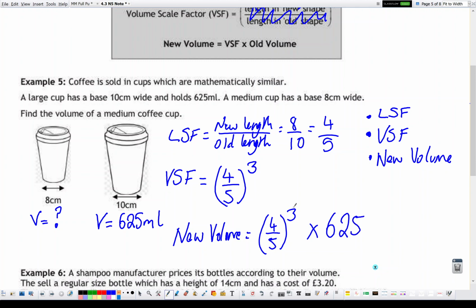So if you're able to put that into your calculator carefully, then do that. If you're not able to put it into your calculator, then you're going to need to do 4 cubed over 5 cubed, which is going to be 64 over 125. So you put that fraction in times by 625. But if you can put that with a bracket in, then that's probably going to make your life easier. If you don't have a calculator at home, you might find it difficult to put in 4/5 cubed into your phone or laptop or something. So you may have to work out what 4 cubed and 5 cubed are and put in the fraction.